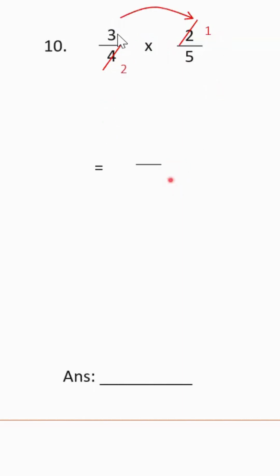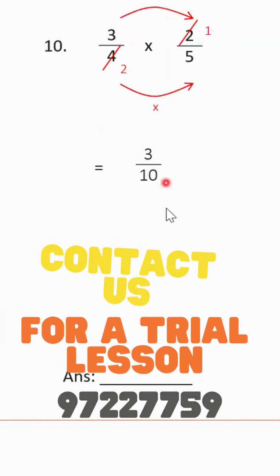So 3 times 1, and this one will be 2 times 5. That's it. 3 out of 10 is already the simplest form. So you get the simplest fraction here.